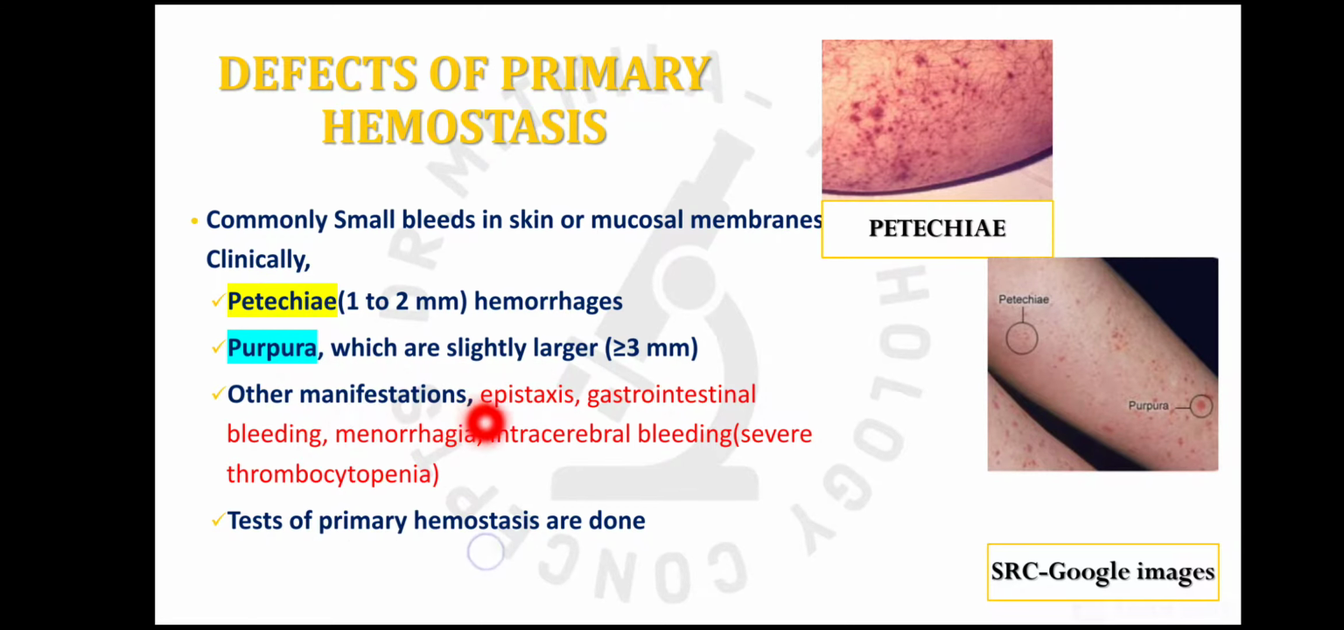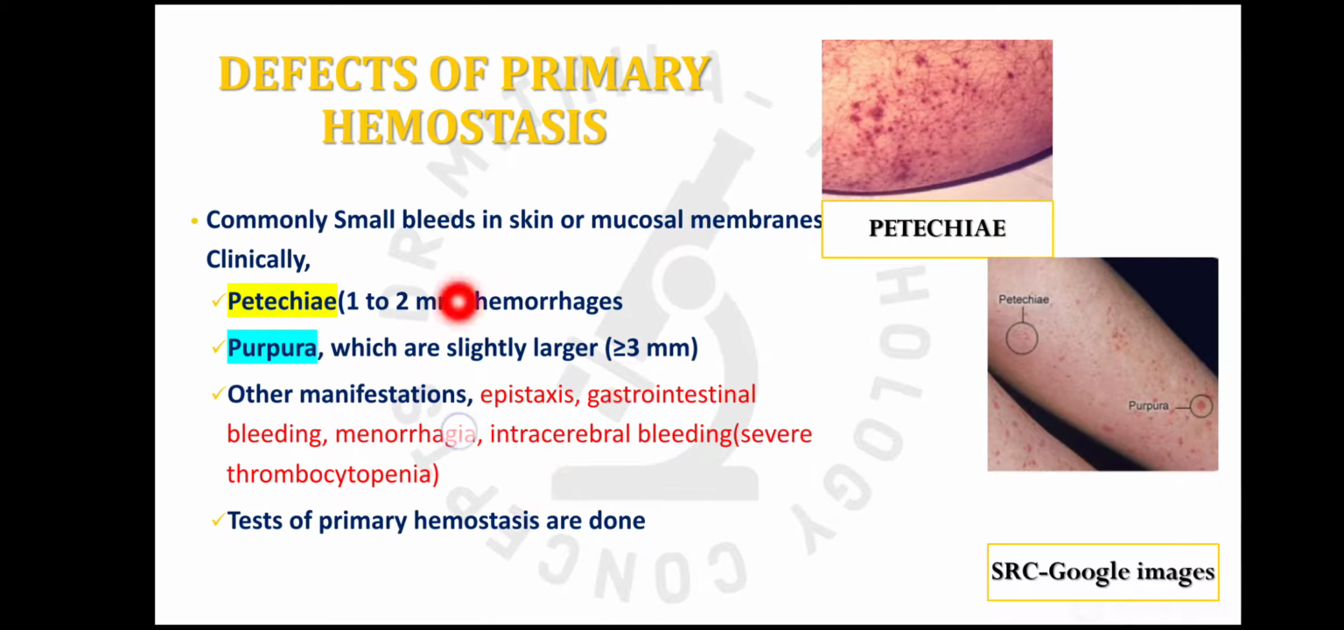Then other manifestations of primary hemostatic disorder, that is disorder arising because of the platelet abnormality, are epistaxis, bleeding from the nose, then GI bleeding, menorrhagia. Sometimes intracerebral bleeding can be seen in case of severe thrombocytopenia, that is when the platelets are markedly decreased in number. And in all the disorders of primary hemostasis, we do the test of primary hemostasis, which will show the abnormal results.